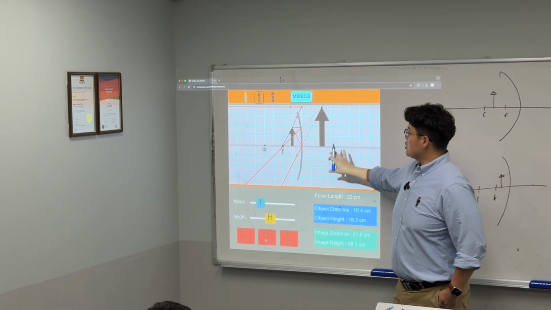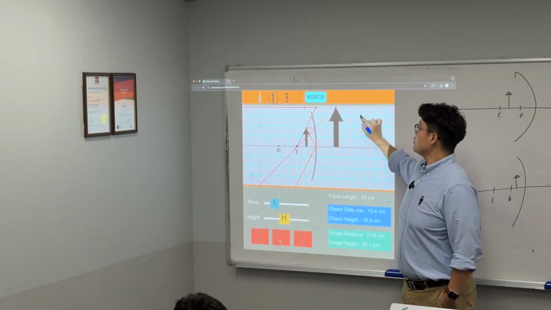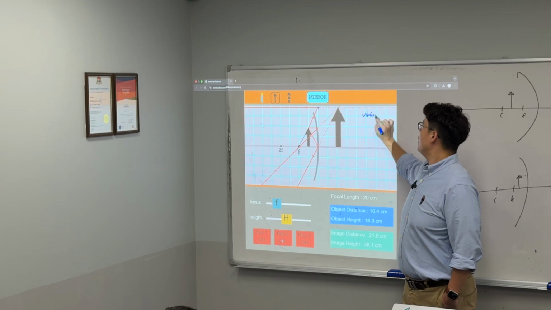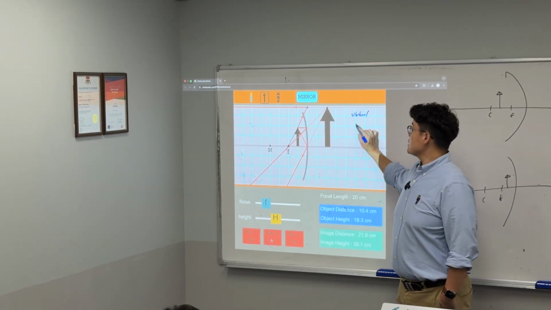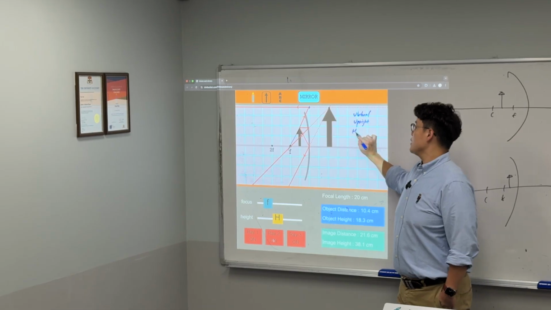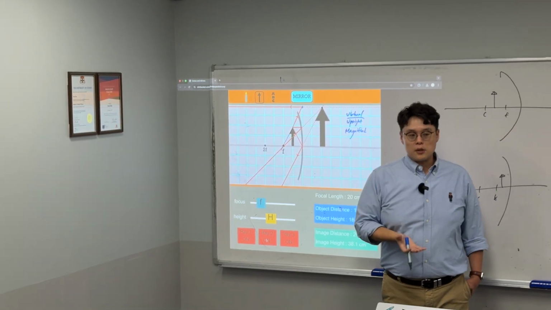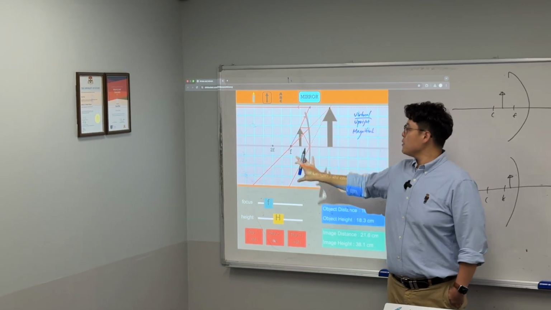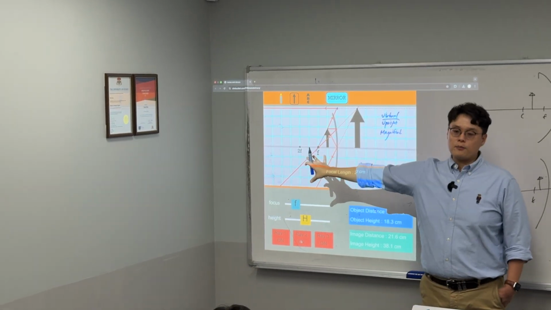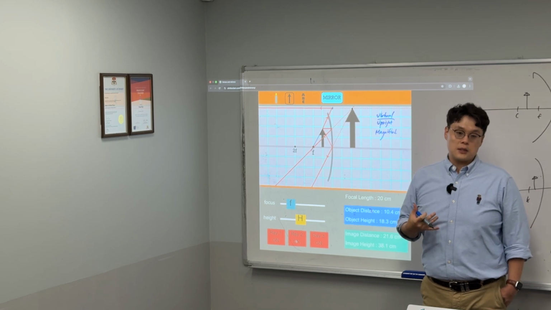So what is this image? Let's describe the image here. This is what we call virtual. Okay, and this is upright. Of course, this is magnified. Now, do not get confused by the virtual and real images. Virtual simply means the reflected points are collected behind the mirror. We are not able to see the collecting point.